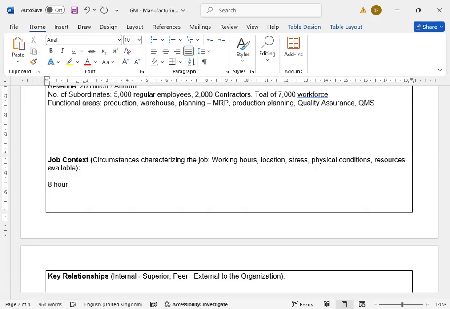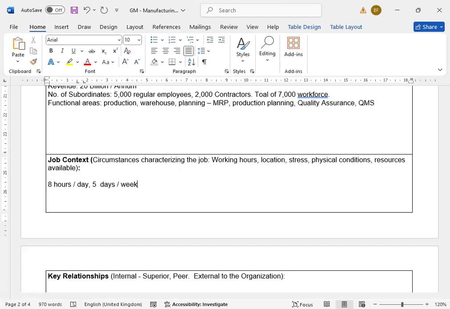So let's say 8 hours per day of work, then 5 days. Usually GMs only work 5 days per week.